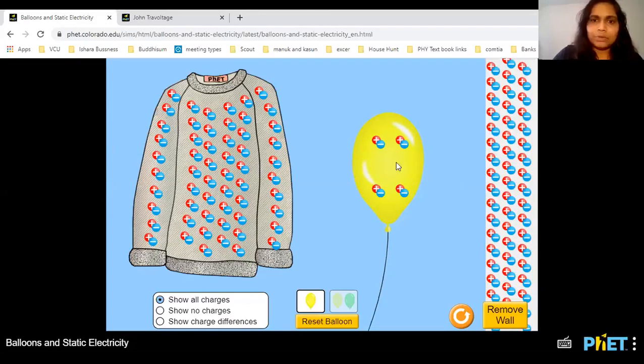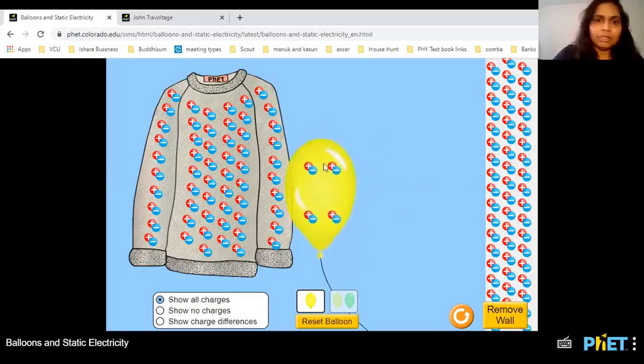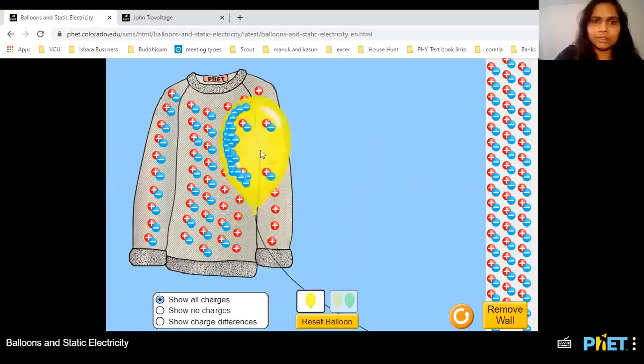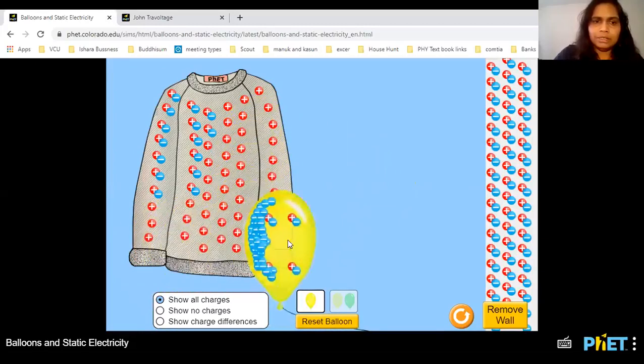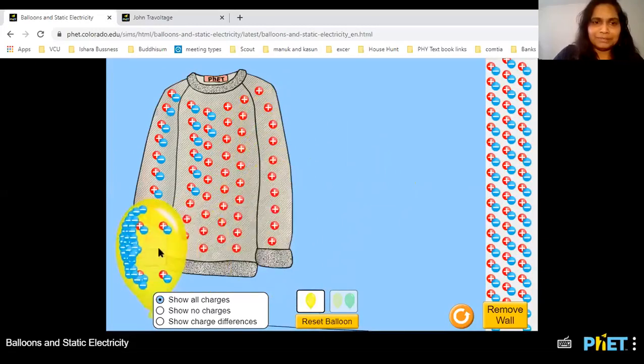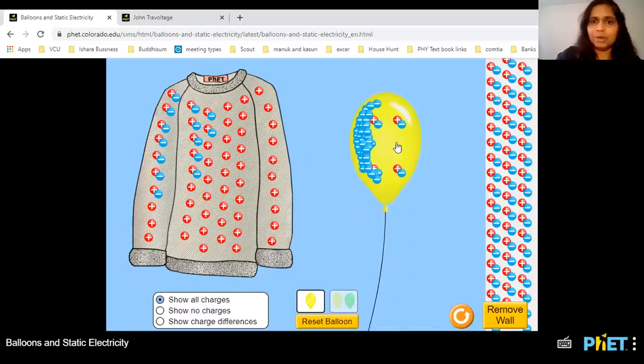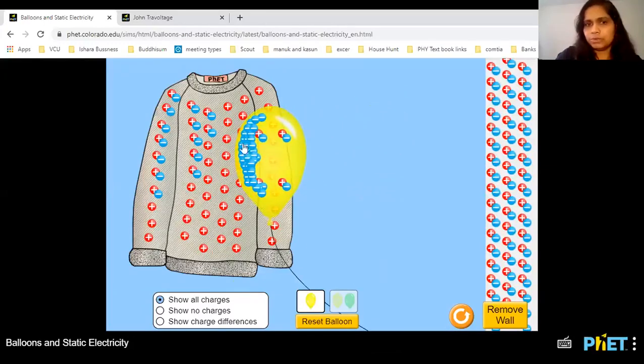Now what I'm going to do is rub this balloon on the jacket. See, when I'm rubbing, I can collect electrons onto the balloon, right? I'm not going to collect every electron, but a bunch. Okay, so now look at this. The balloon has extra electrons deposited on it, so the balloon is negatively charged now. And if you look at the jacket, it's positively charged, right? So if I let the balloon go, it travels towards the jacket because negative and positive attract each other, right?